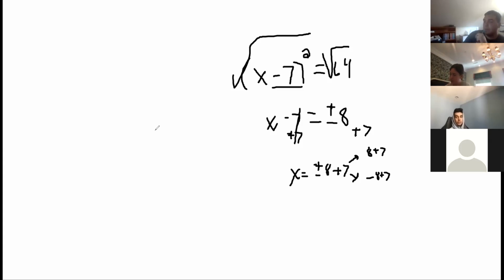The answer is x equals 15 and x equals negative 1. Yes, but type that into the Zoom chat, because that's literally how I check the attendance. I can do it faster like that.